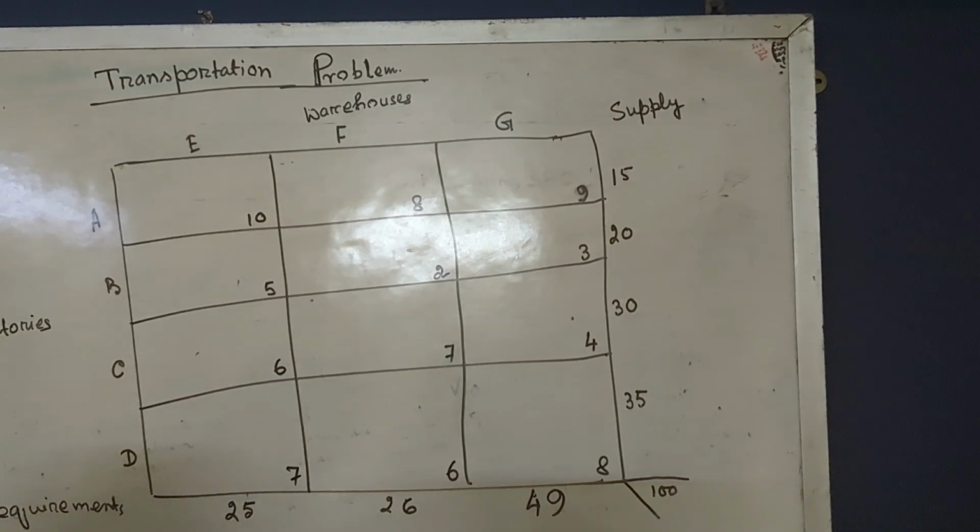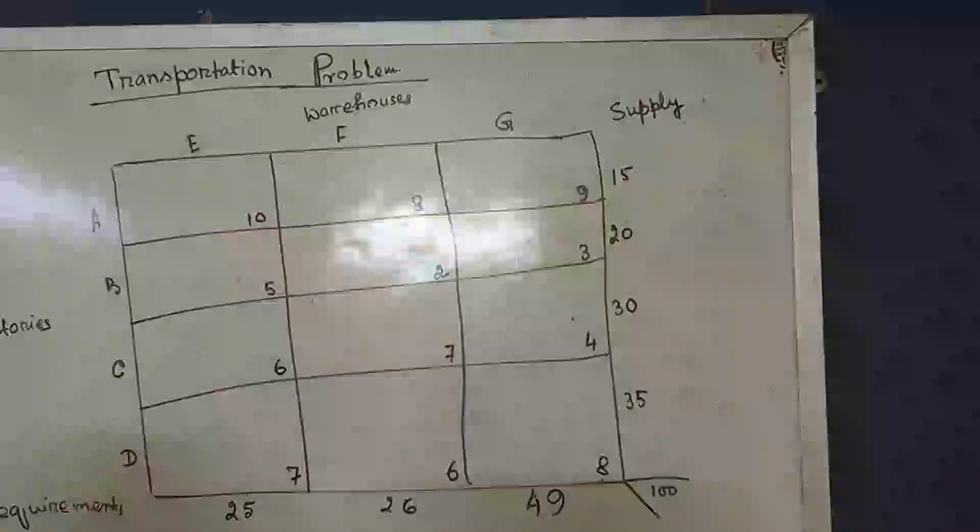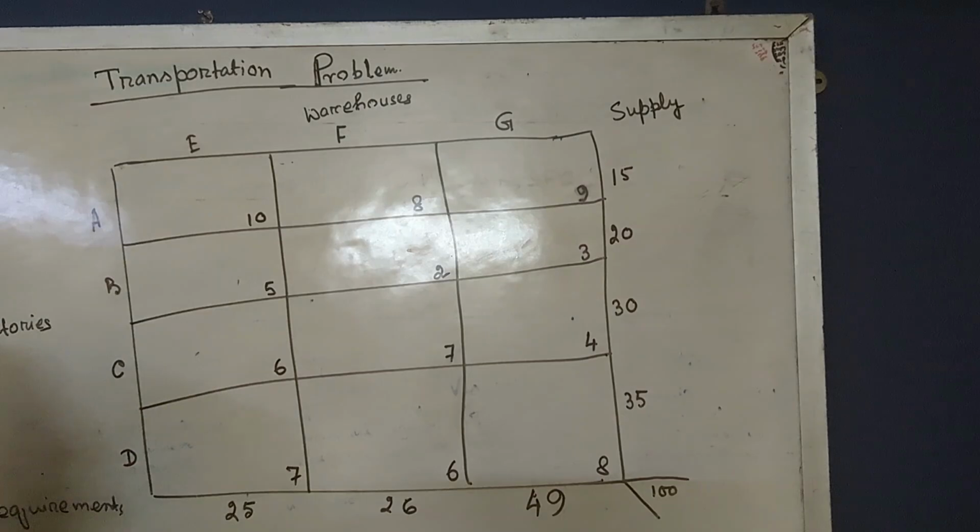There are basically three methods to find out the basic feasible solution. The first method is called the northwest corner rule. The second one is called the matrix minima method. And the last one, which is very popular, is called Vogel's approximation method, the VAM method. Now I'm going to discuss the northwest corner rule method first.